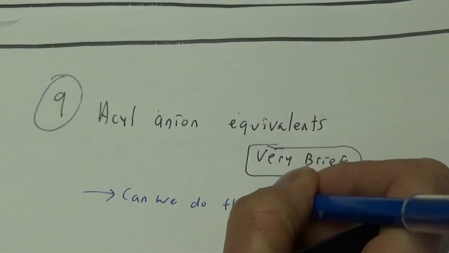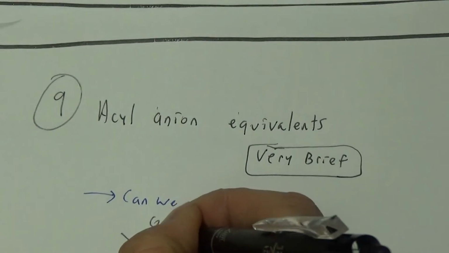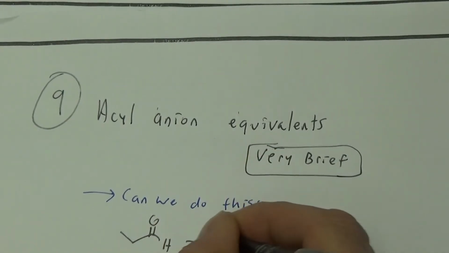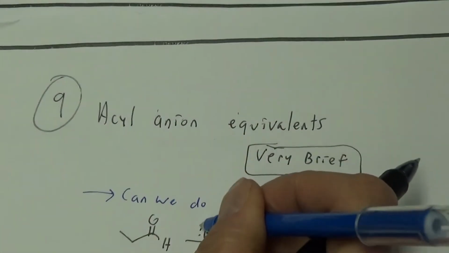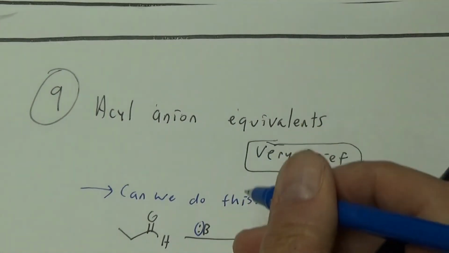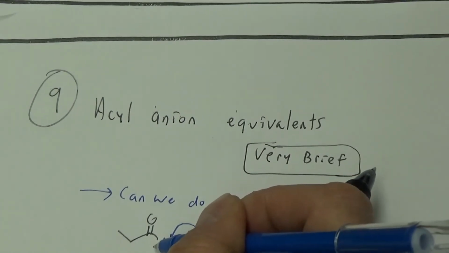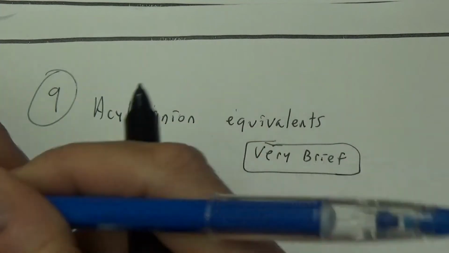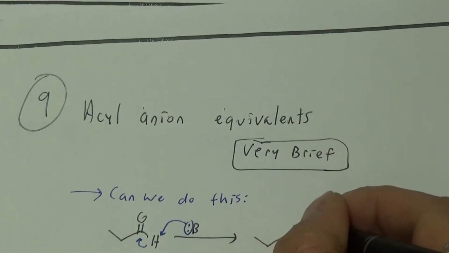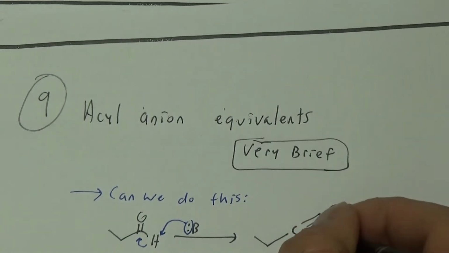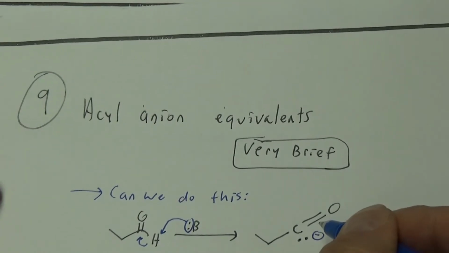So the question to introduce this topic is, can we do this? Say we have an aldehyde, and is there a way we could take a base, maybe a mild base or the strongest base in the universe, I don't know, to grab that proton and then kick the electrons onto the carbon and leave an anion? Then you'd have a C double bond O with a negative charge on the carbon. Okay.